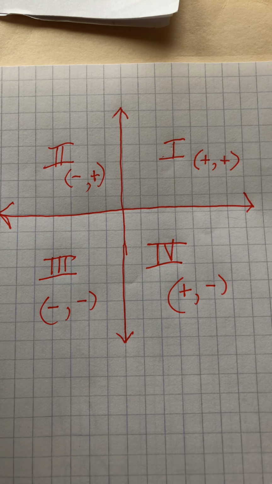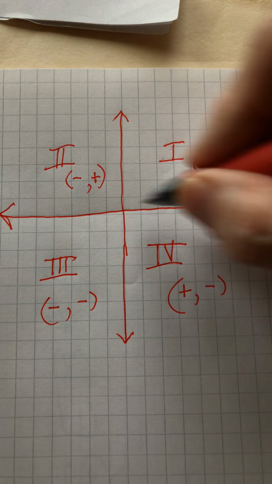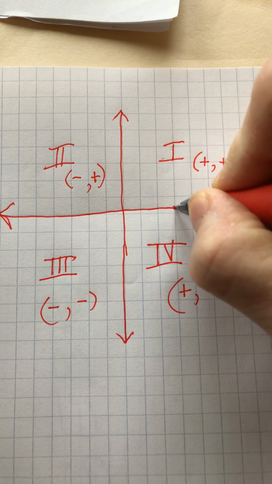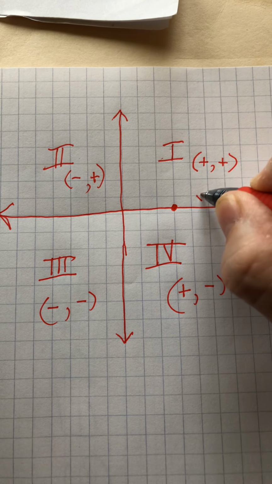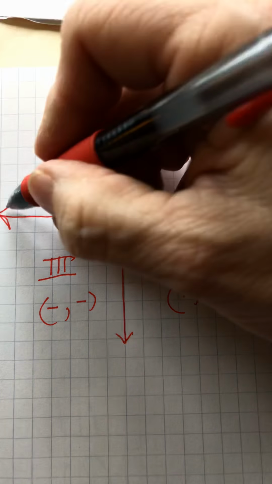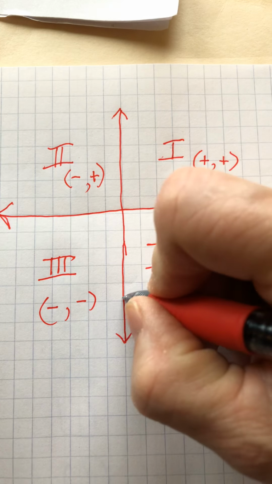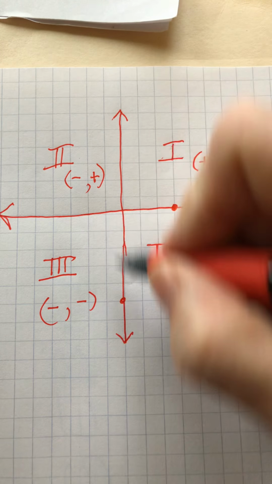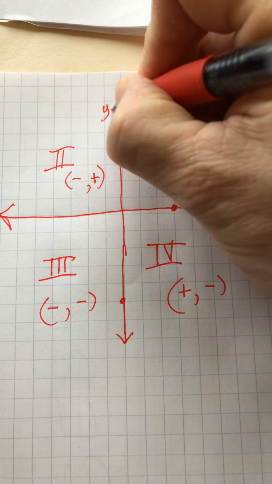Now, some points aren't going to be in quadrant 1, 2, 3, or 4. If it is on this line, if it is like a point like this, we would say it is on the x-axis, because this line that goes horizontally, that goes this way, is the x-axis. If we had a point here on the line that goes up and down, that would be on the y-axis.